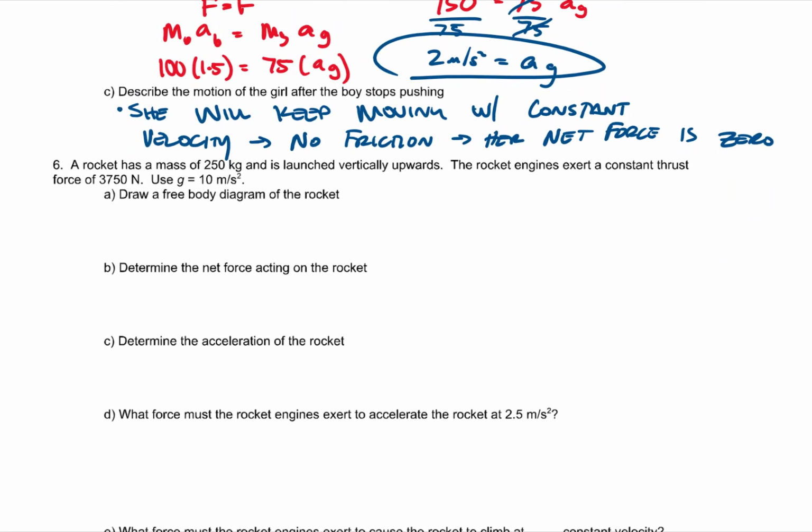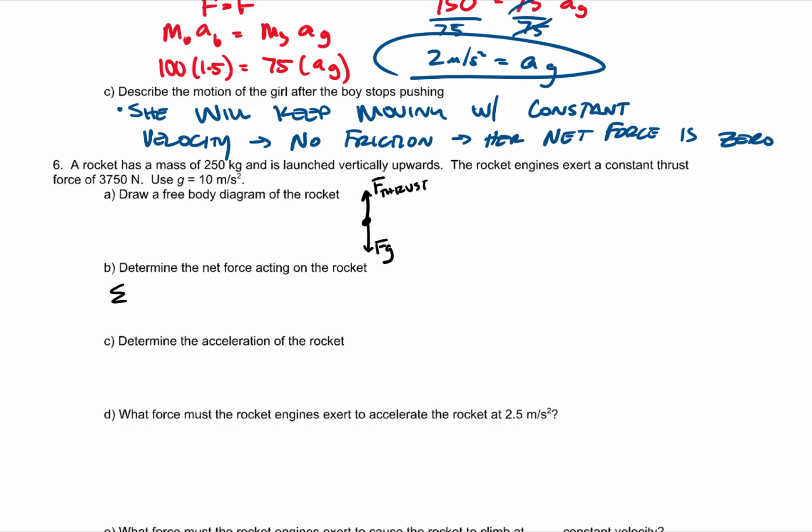All right, number 6, we got this rocket. So in a free body diagram of the rocket, we have the rocket force up, so we'll call that thrust. I'm going to ask about the thrust later. And then we have the weight of the rocket down. Those are the only two forces acting on this rocket.